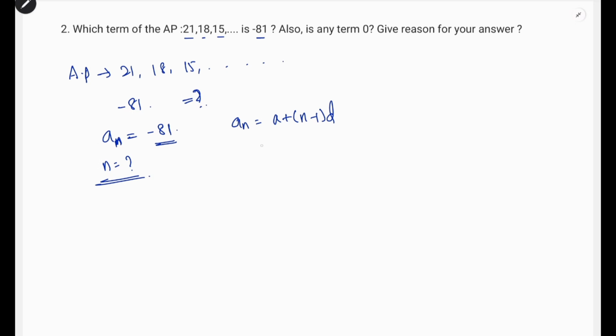An is minus 81, we will substitute: minus 81 is equal to, a is what? Here we will write the values. A is 21 and common difference d is equal to second term minus first term, it is 18 minus 21, it is minus 3. Here minus 81 is equal to 21 plus n minus 1 into d, which is minus 3.